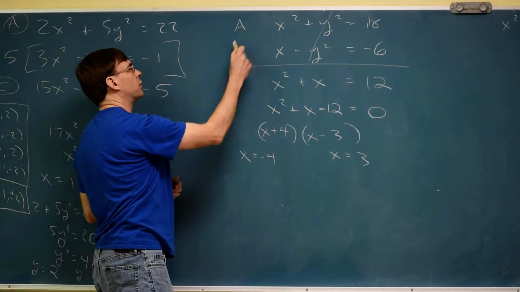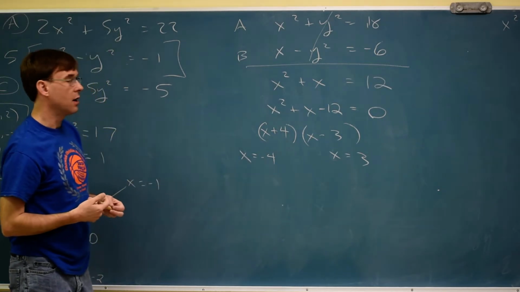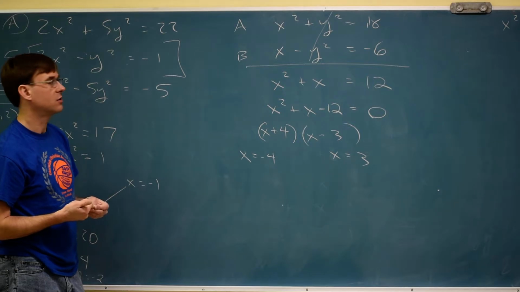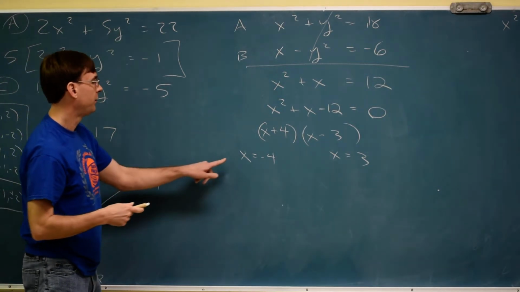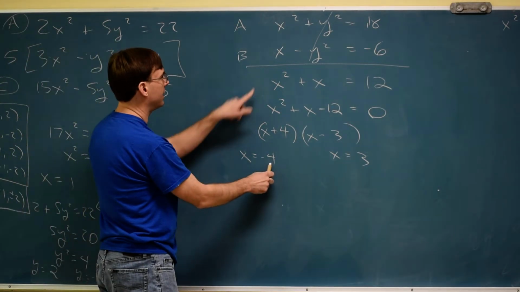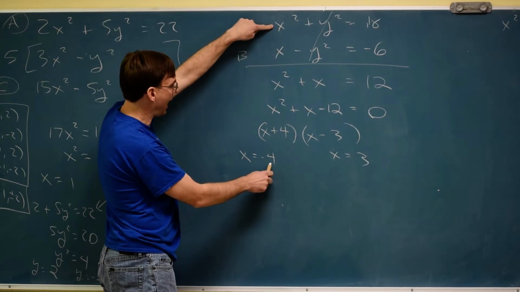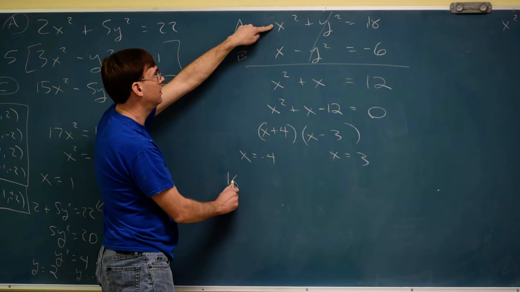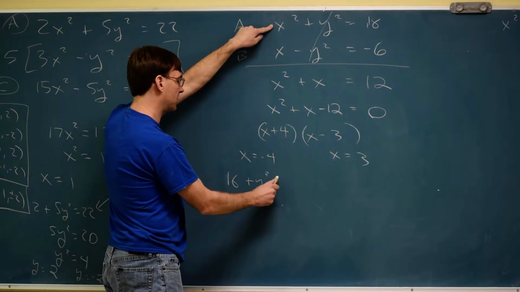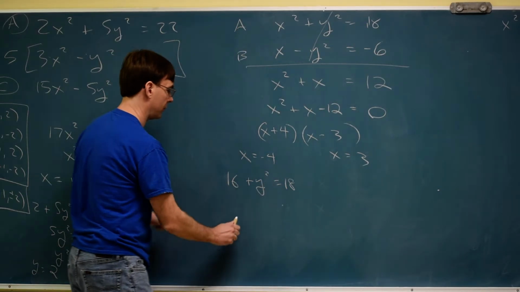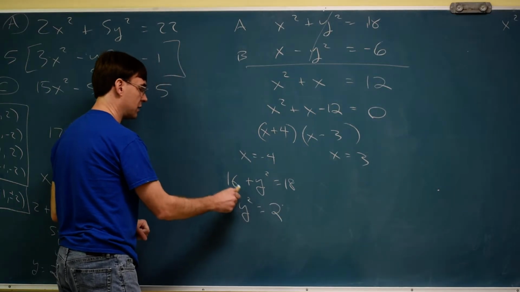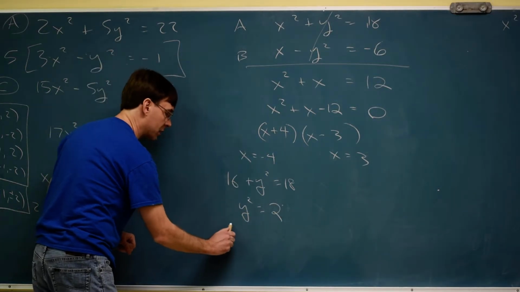Then I have to choose between either level A or level B to go get the y's. I don't really like the looks of level B because there's negatives there, so I'd rather just go to level A. If I go to level A, negative 4 is getting put in for x. Negative times negative is positive 16, plus y squared is 18. So y squared would be 2, because I'd subtract the 16 to do an opposite.